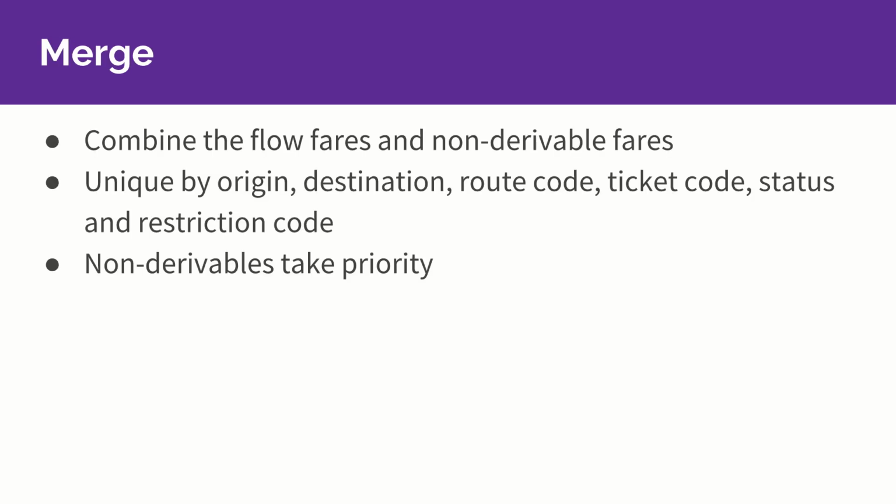And as I said earlier, that's really just because the way the non-derivables are used is to override prices for normal flow fares and things like that. Okay, so now we have quite a long list of fares, and just to give you a rough idea, a London to Birmingham with adults, children, and a few rail cards can sometimes have up to 500 different fares in there. We need to filter the results to remove anything that is not actually valid.